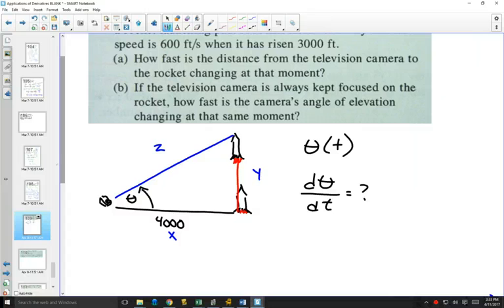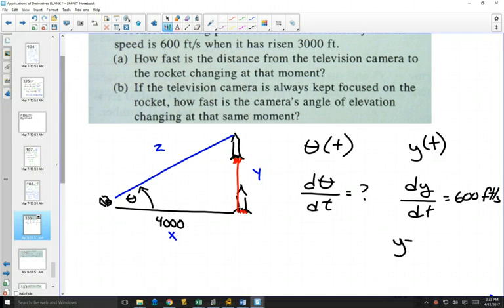What do we know? We know dy dt is still 600 feet per second. So we know y is a function of time, and we want to find it exactly when y is 3,000. So can you think of a way to make an equation with theta and y?